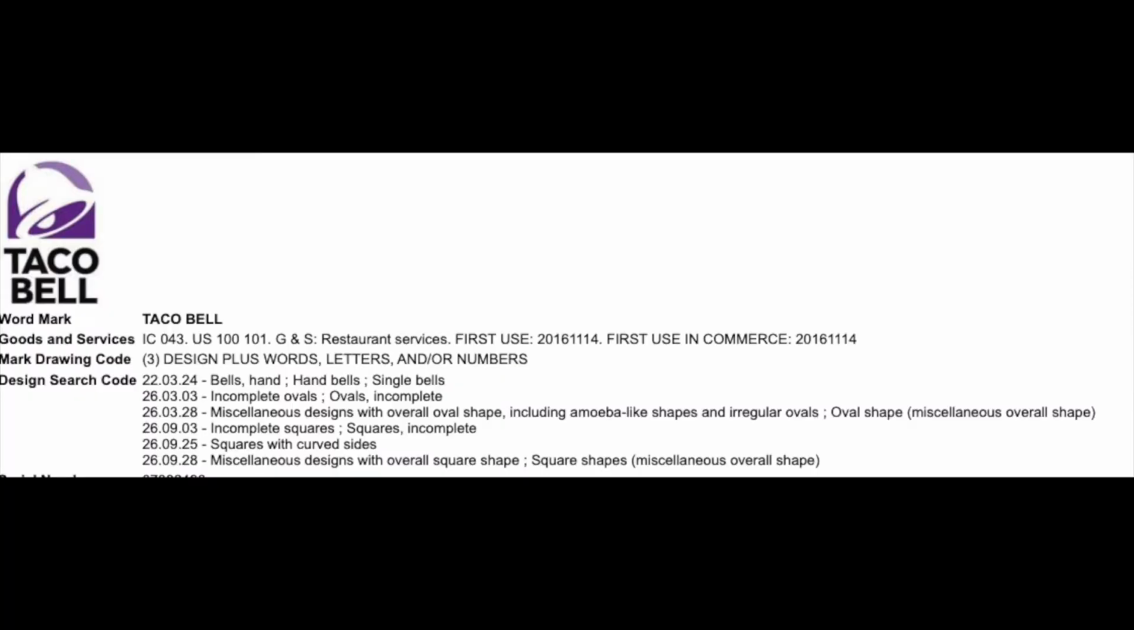Let's see how a couple famous logos are coded. Here's the Taco Bell logo. You think this might be a simple logo, but take a look. The categories are handbells with a single bell, incomplete ovals, oval shape, incomplete squares, squares with curved sides, and miscellaneous square shapes. I'm paraphrasing those categories.